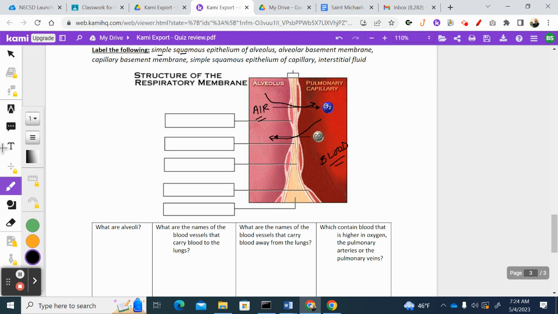Simple squamous epithelium. We're going to go simple squamous epithelium of the alveolus. That's on this side. And they're talking about this cell right here. This is a simple squamous epithelium, alveolar. Now, this is a simple squamous epithelium too, here, but that's of the capillary. Simple squamous epithelium, capillary.